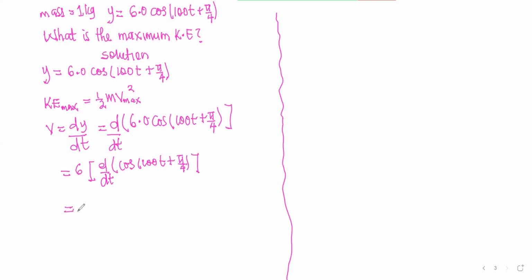So this is also a function of a function. So we differentiate the function within the brackets, and when we finish, we differentiate the whole cosine function. So the differential of this will actually be d/dt of (100t plus pi over 4) times d/dt of cos(100t plus pi over 4).